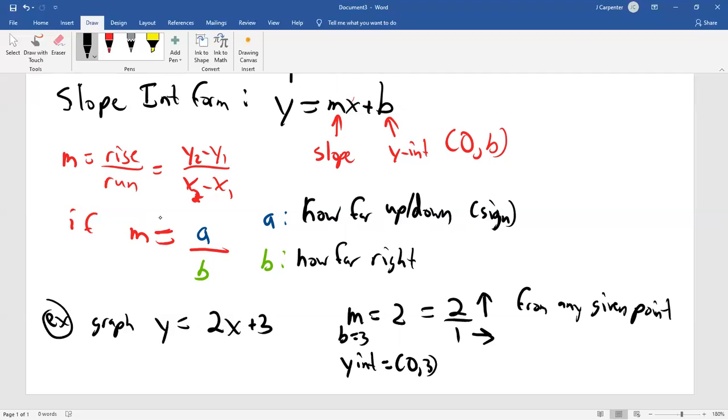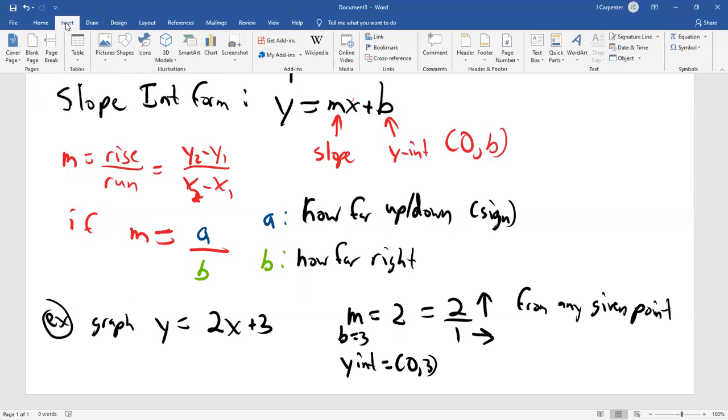So we're going to plot (0, 3), then we're going to rise and run the respective numbers to get a second point. So I don't have to plug in x equals 1 or x equals 2 or x equals 10 to find another point. I need to insert a new page.